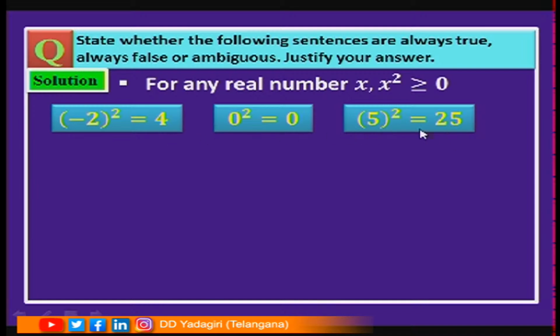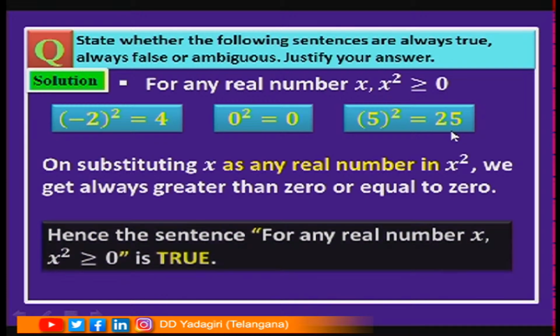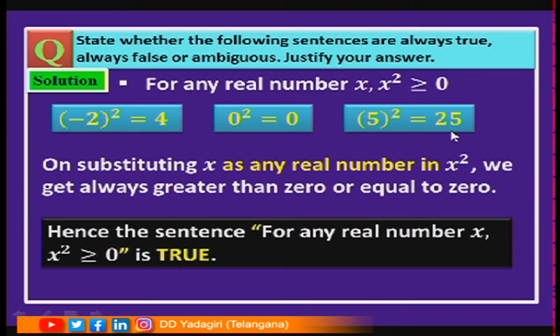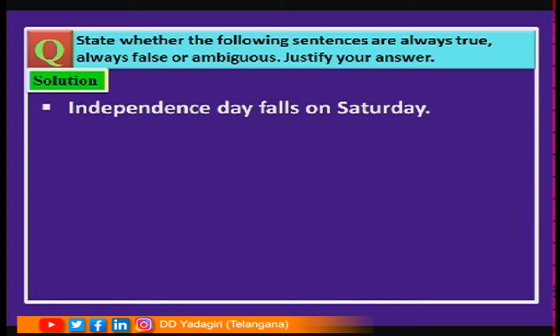So, in all these cases, if you notice, we got 4, 0 and 25, which means it is always greater than or equal to 0. Hence, I can say that on substituting x value as any real number in x square, we always get a number which is either greater than or equal to 0. Hence, the given sentence, for any real number x, x square is greater than or equal to 0, is always true. Let us move on to our next sentence. Independence Day falls on Saturday.